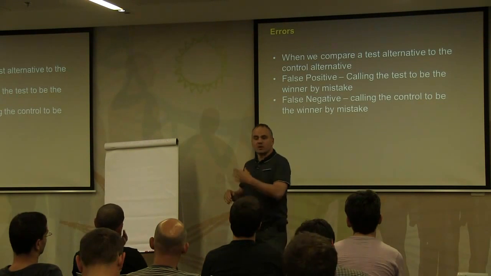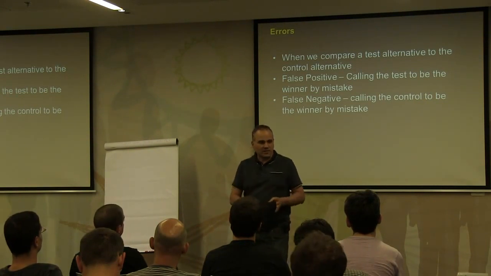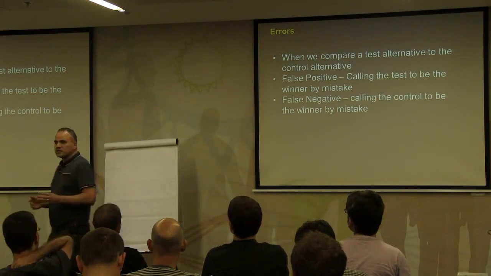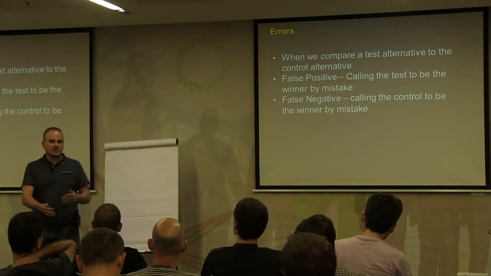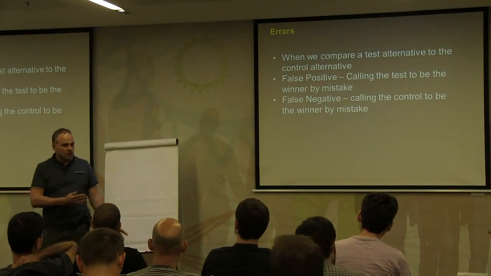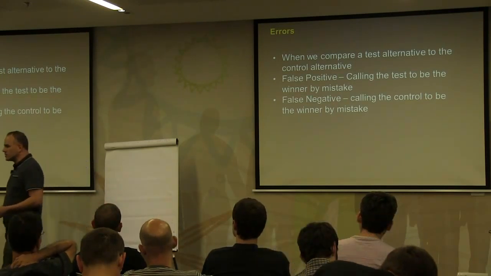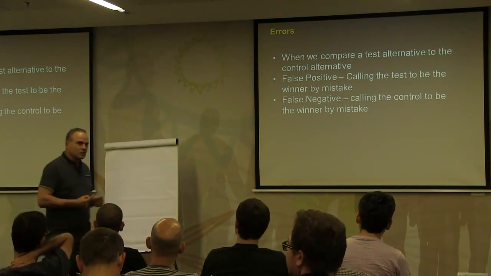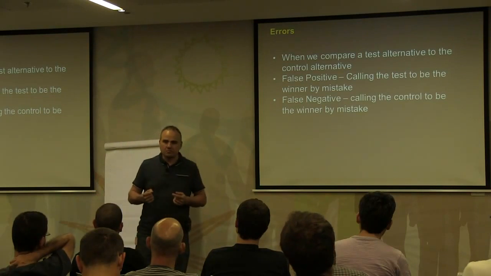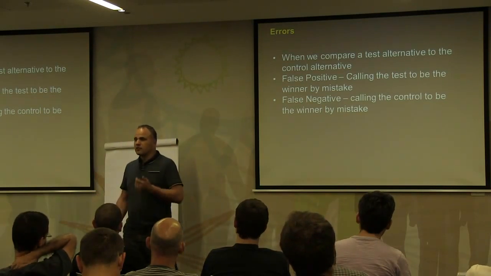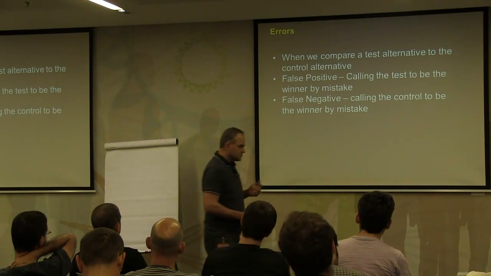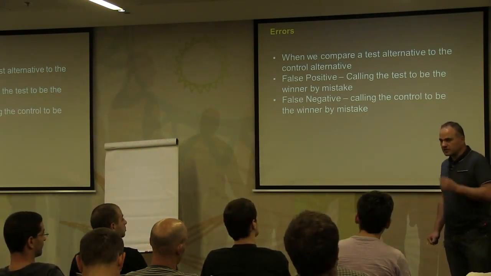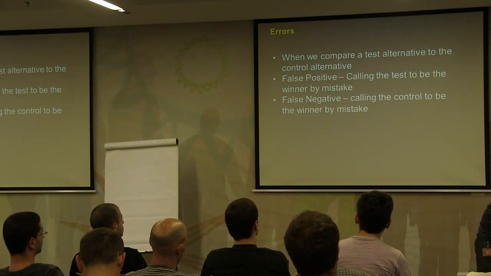Okay, why are we calling it this way? Because usually in a standard way of running a test, the two alternatives are not equal. You assume that one of them is the default alternative or the control alternative, and you are testing a challenging alternative against it. So a false positive is calling the challenging alternative the winner by mistake. And a false negative is calling the control alternative the winner by mistake. Okay?